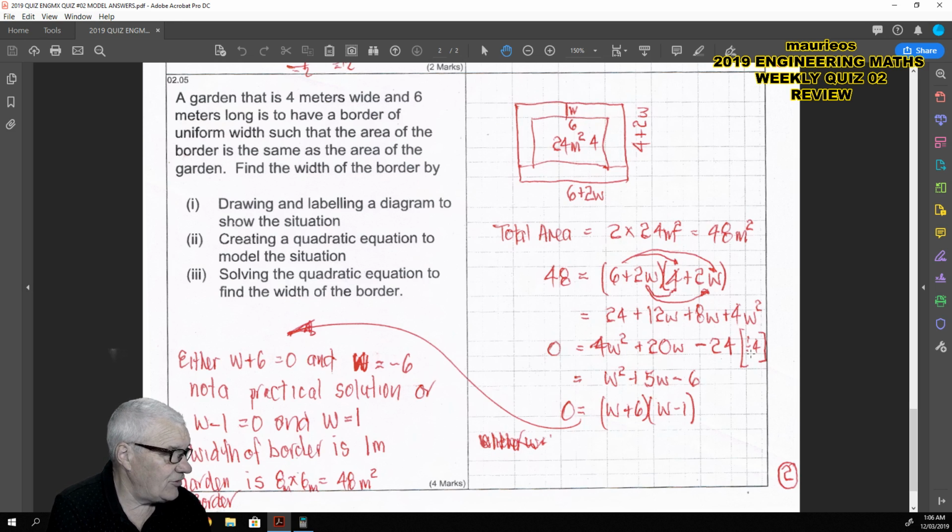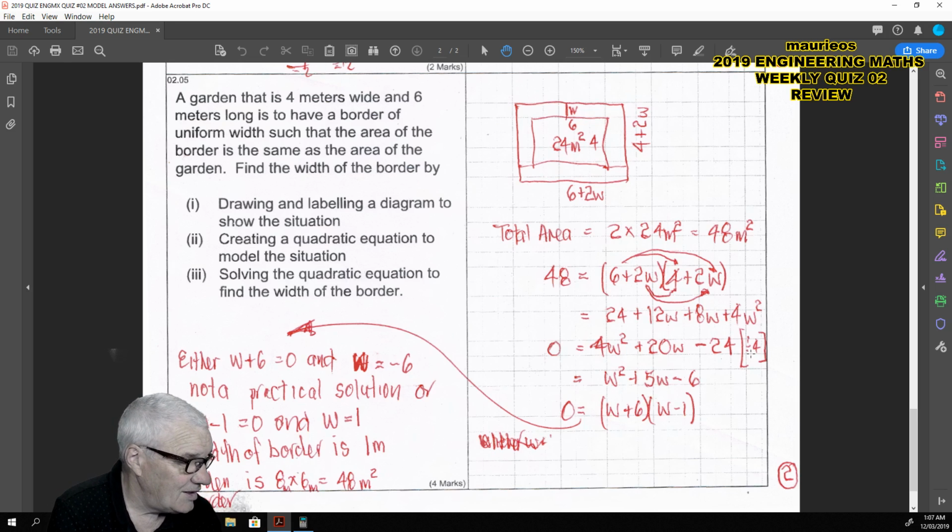And we can factorize that. Now we can see that we've got that 5w, so we need a big number there, and it's positive. So we get w plus 6 times w minus 1 equals 0. Now each of those represents a number, so either w plus 6 equals 0 and w equals negative 6. Oh, our border has a negative width. No, I don't think so. So that's not a practical solution. Or w minus 1 equals 0 and w equals 1. The width of the border is 1.